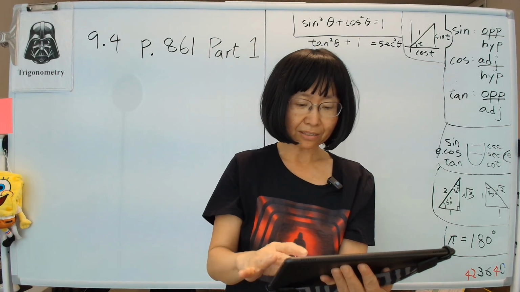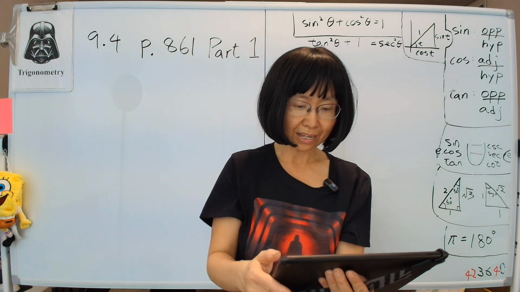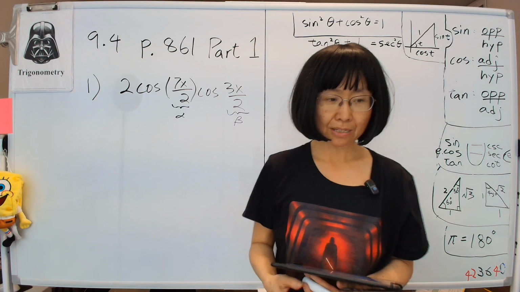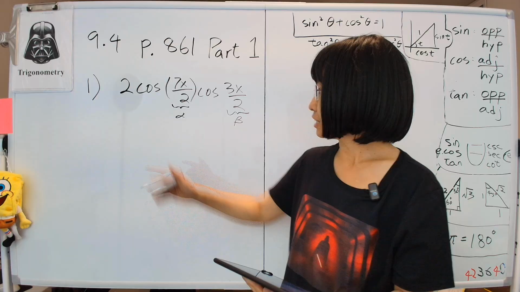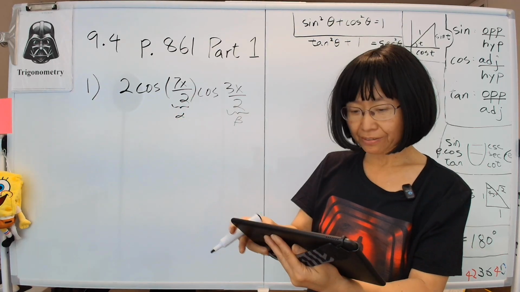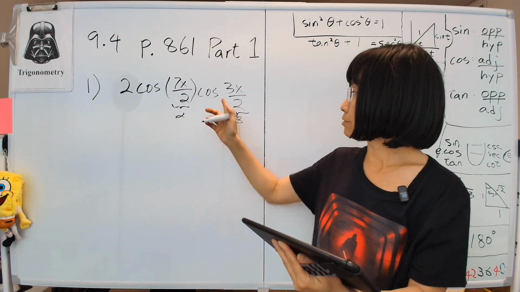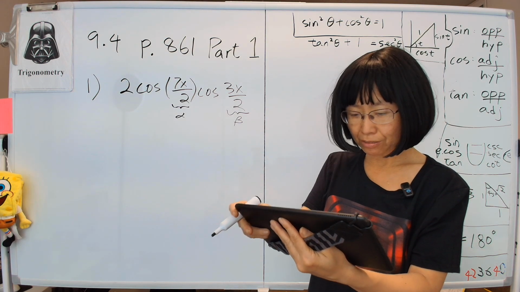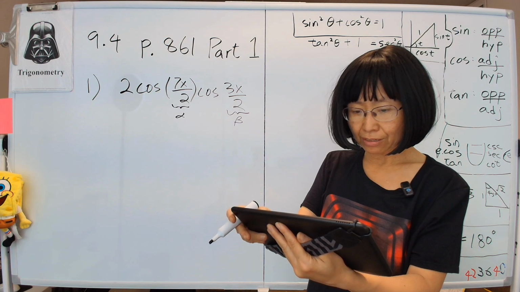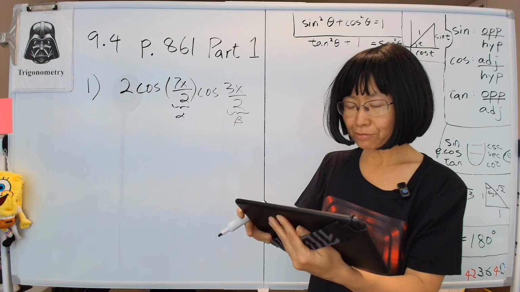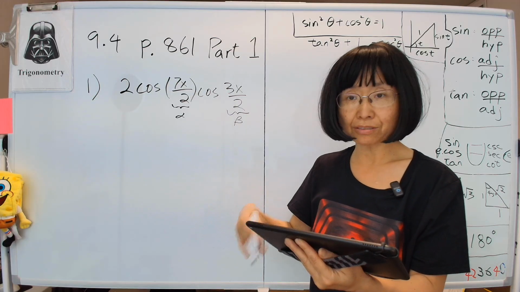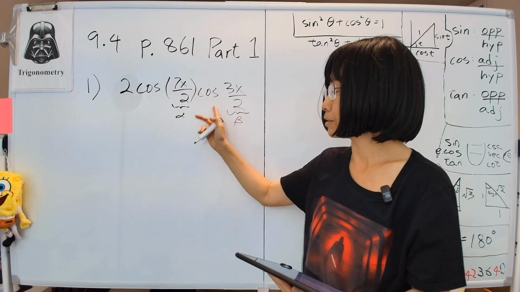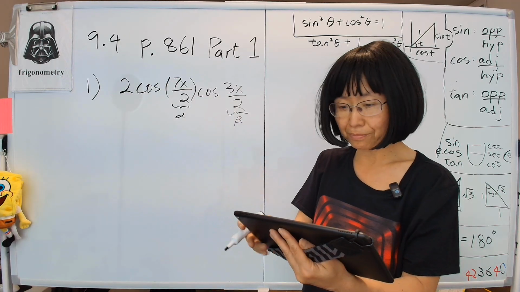So with that, let's look at example 1. Let me write it down for the same page. So example 1, we have this thing right here, 2 cosine 7x over 2 times cosine 3x over 2. And what are we supposed to do? We're going to turn it into a sum. That is, we need to turn it into cosine of something plus cosine of something. And right now it's being multiplied, so we're going to break it into some kind of a sum.